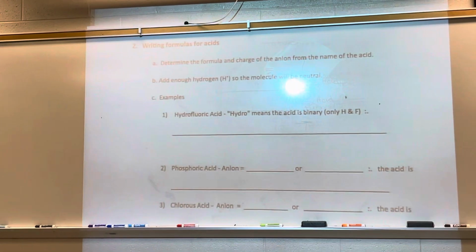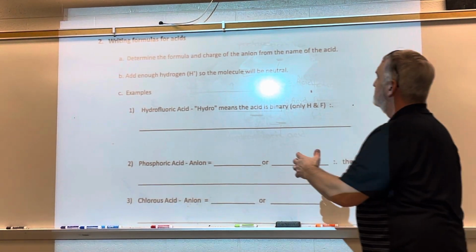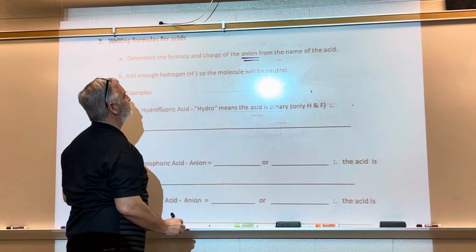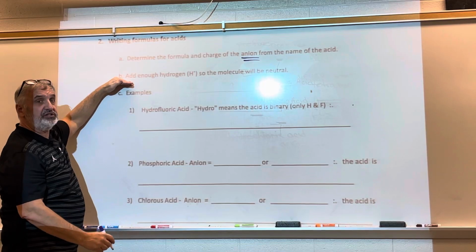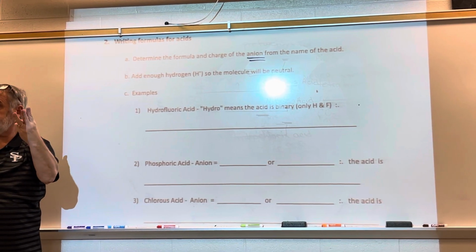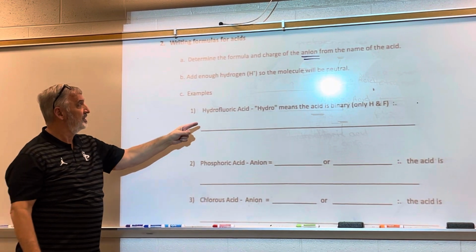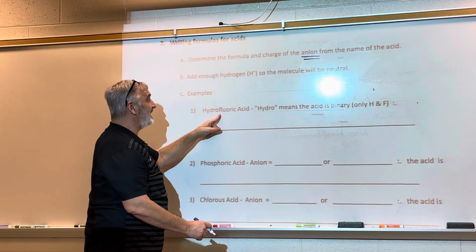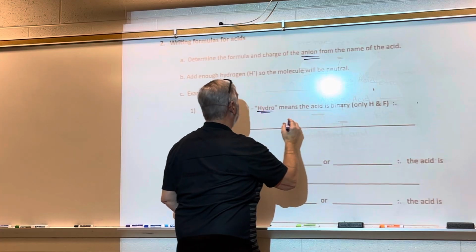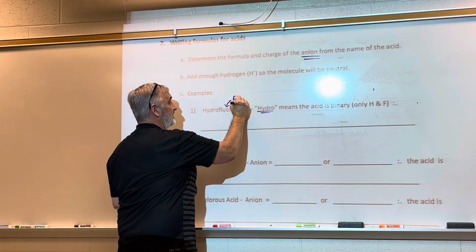Okay, so now we want to just go the other way. Writing the formulas. Determine the formula charge of the anion. It's always the anion. And then we add enough hydrogen so the molecule's neutral. Again, if it's -1, we add 1. -2, we add 2. -3, we add 3. Because each hydrogen's +1. So, hydrofluoric acid. Hydro is going to tell me it's binary, which means it's from fluoride.